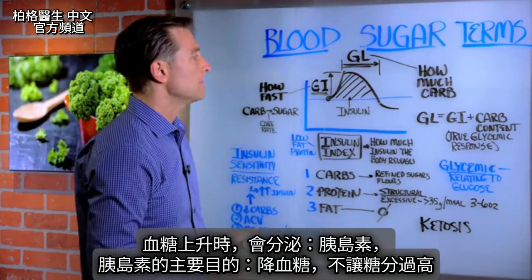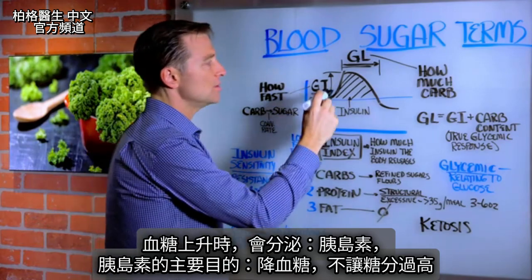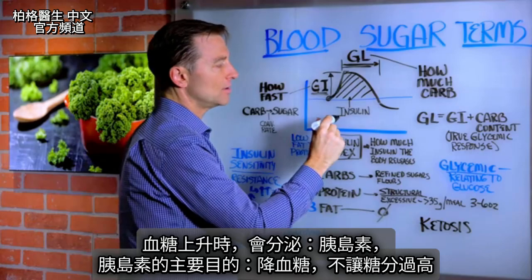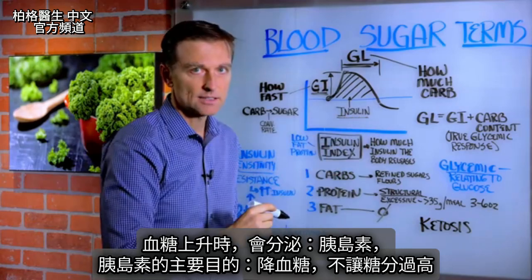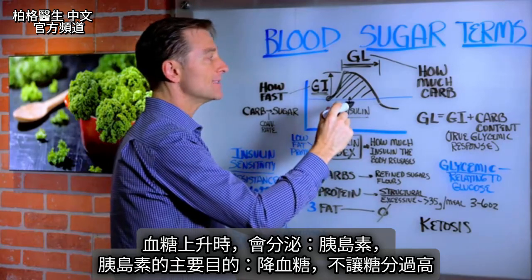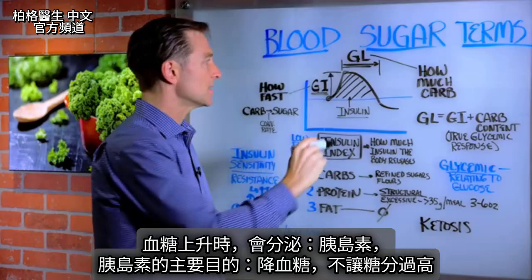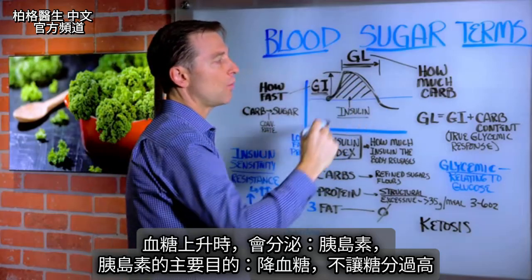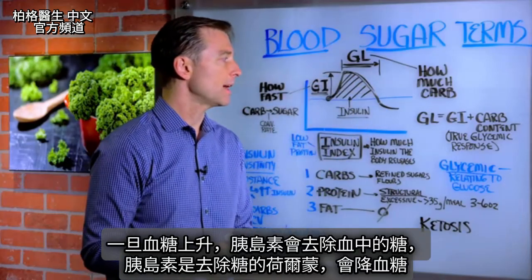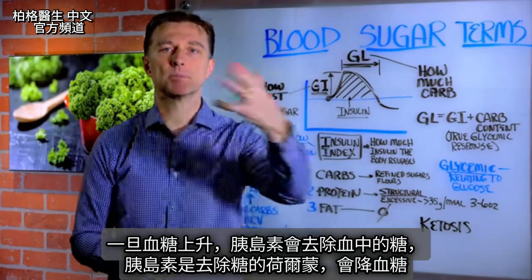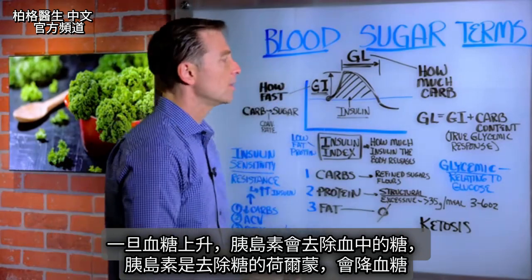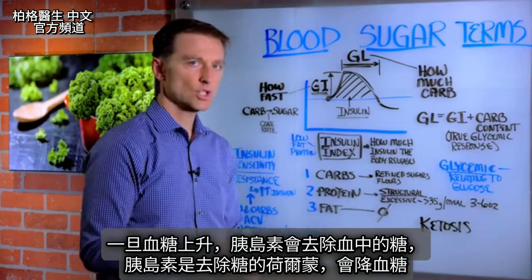All right, so that's what glycemic index means, how fast you can spike your sugars. Now, what happens when you do spike your sugars, you have a hormone that comes in there called insulin. And insulin basically has one really main purpose, which is to drop the sugar. It does not want the sugar too high, so as soon as you spike it, it's going to come in there and remove it from the blood. So insulin is a hormone that removes the sugar, it lowers the sugar.